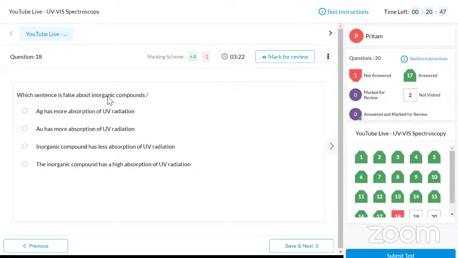Option C or D may say the incorrect solution. The incorrect option is option C, that inorganic compounds have less absorption, which is not true. Why? Because inorganic compounds always have higher absorption in UV. So simple, my answer is going to be C.